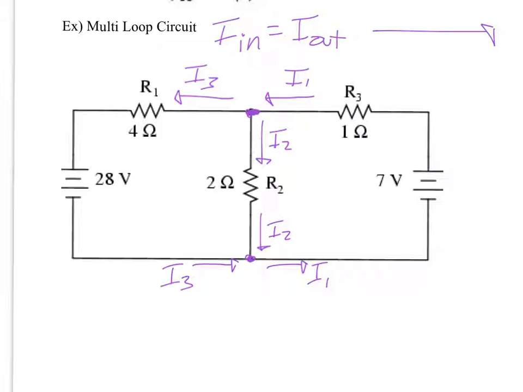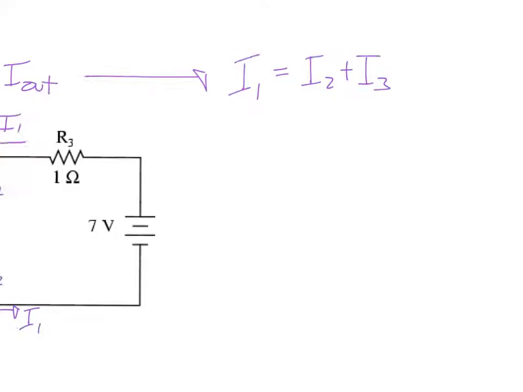At the bottom, we have I1, which is going out, and I2 and I3, which are going in, so we get I2 plus I3 equals I1. In both cases, it's the same equation, so I'm only going to write it down once. And again, that was I1 equals I2 plus I3. Current in equals current out.